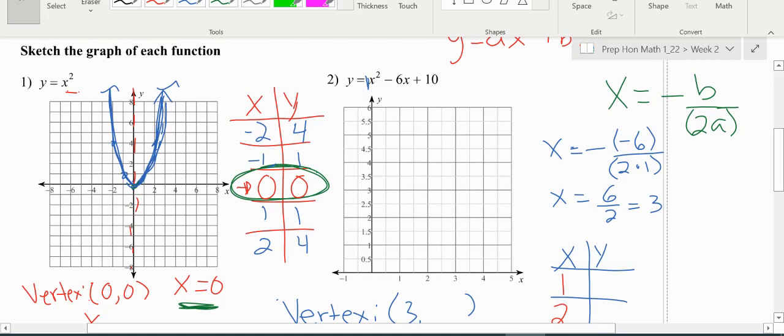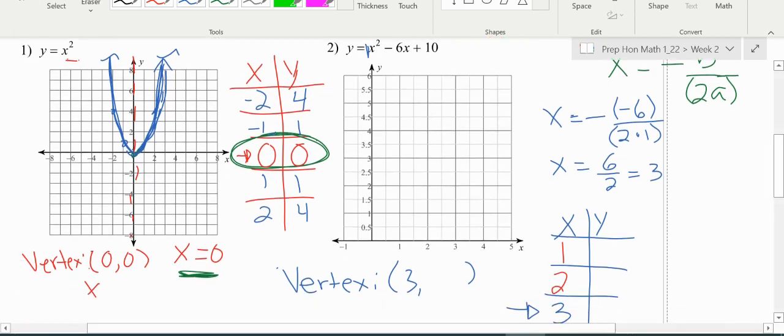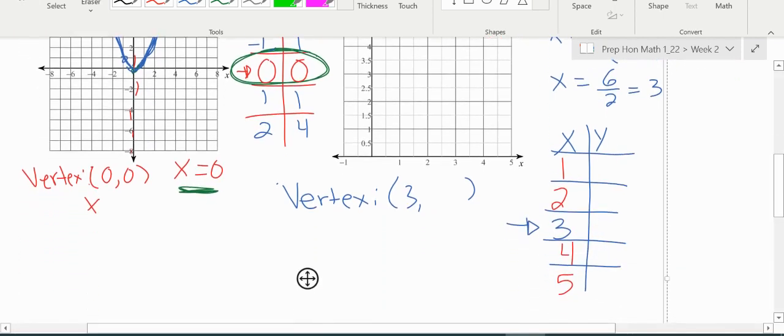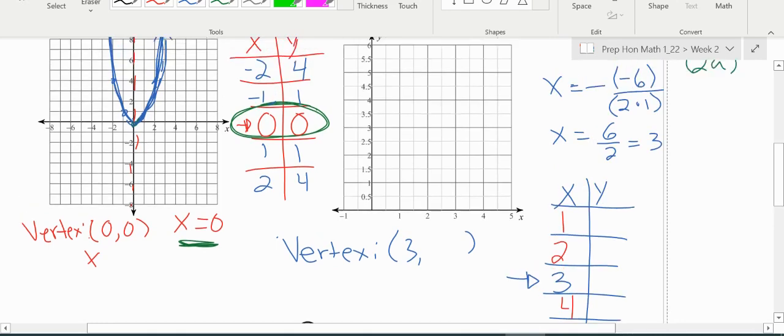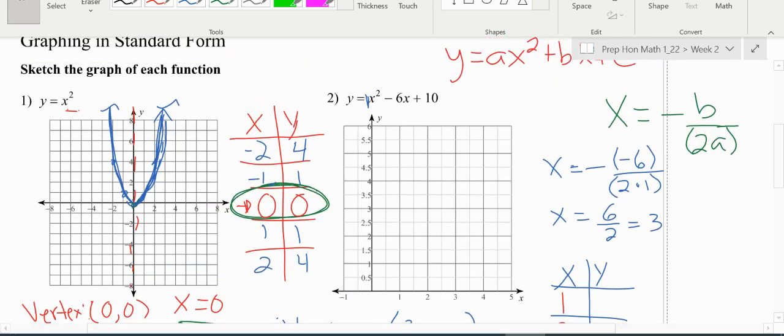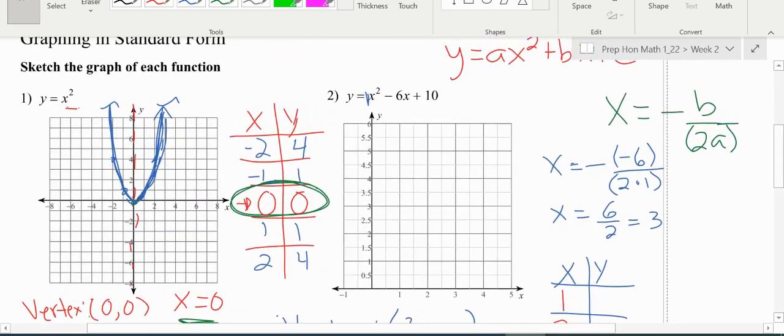I could put 2 in for x, get a value out for y, and so forth. If you do have technology, though, it does make life a little easier, right? So if I was to go ahead and look at my function here, I have x squared minus 6x plus 10. I said my axis of symmetry or middle or vertex was 3.